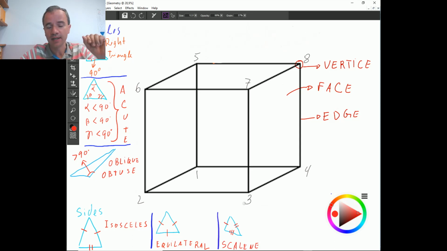Okay, so we can have an isosceles triangle, an equilateral triangle, and a scalene. Scalene is when everything is different. Maybe this is 2, this is 1, this is 3, I don't know. We have to see those with a compass or something like that. Anyway, about their sides, it could be isosceles, equilateral, or scalene.